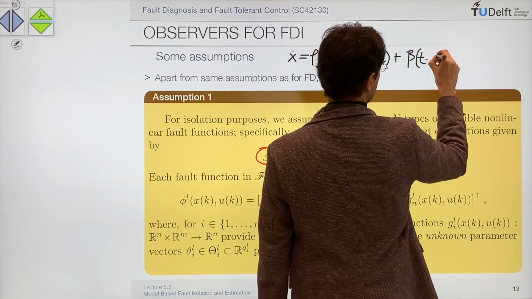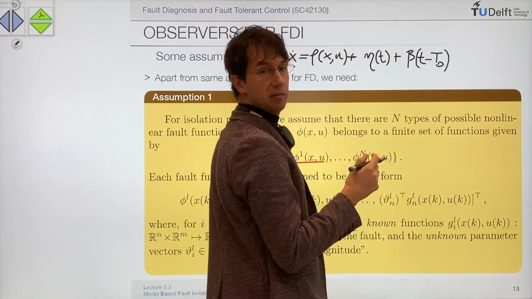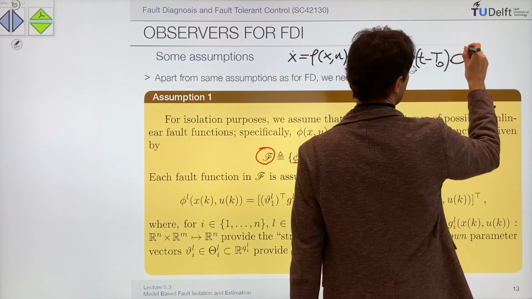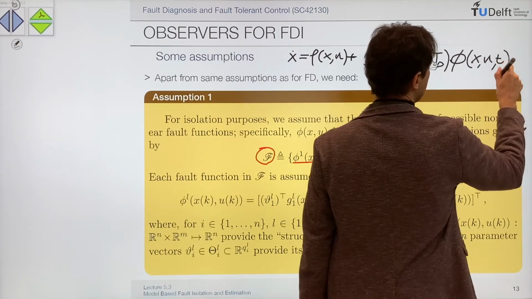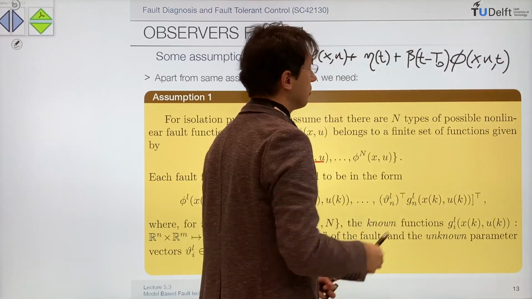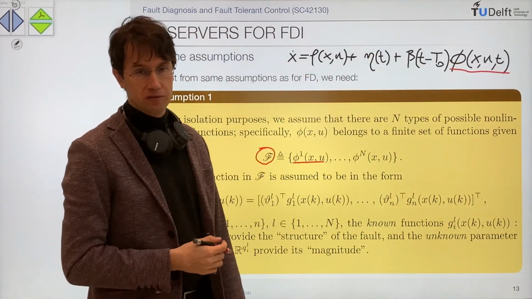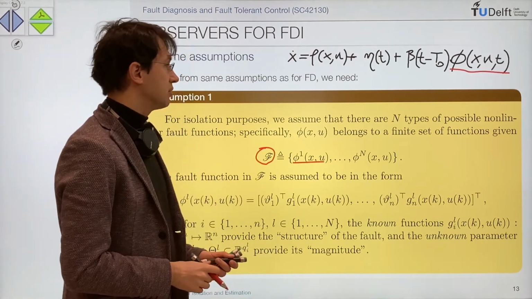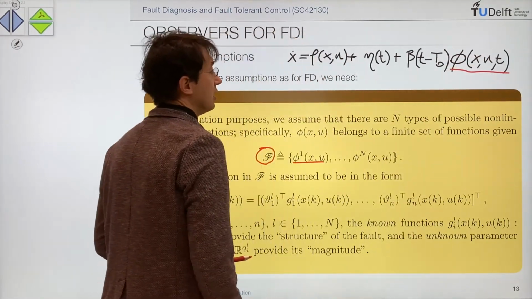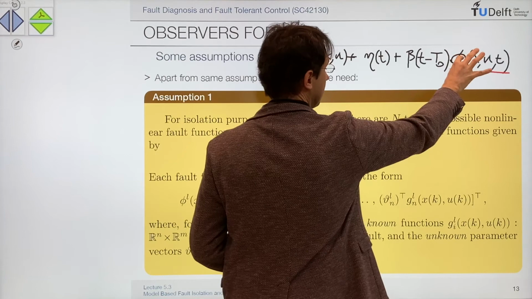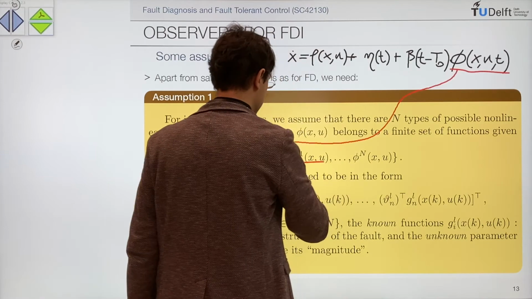the function beta, the one that is describing the time evolution of the fault, times the function phi of x and u and time. And this function phi is the one that is describing the shape of the fault. So every fault is going to have a different one, and all the possible different phi of the faults that we know will be stored here.